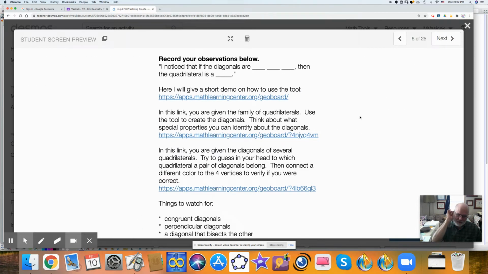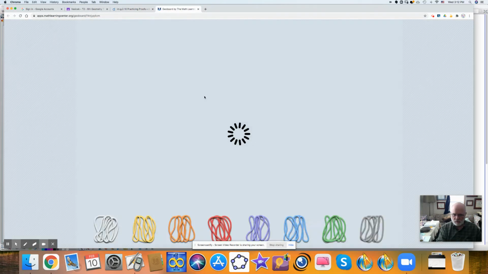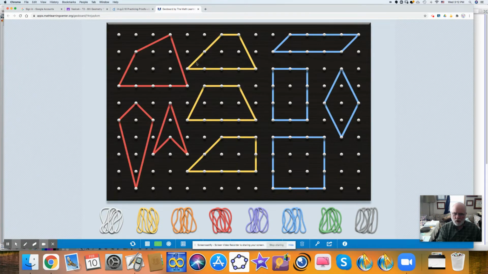So I have here, I would give a demonstration of this. I'm just going to go right into the activity that I would have you do. Here I've given you all the family of quadrilaterals. There's the trapezium, trapezoid, and the parallelogram, and their children.